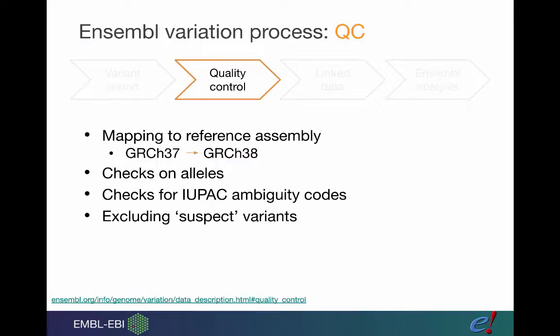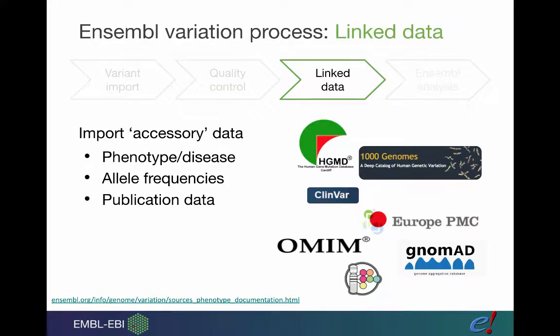So then we do quality control, so we map the variants to the reference assembly. Sometimes this means remapping variants, for example gnomAD variants from GRCh37 onto GRCh38. We check the alleles, we make sure that at least one of the alleles matches the reference assembly. We check for ambiguity codes and we exclude any suspect variants, so things that perhaps don't match or map to multiple locations in the genome.